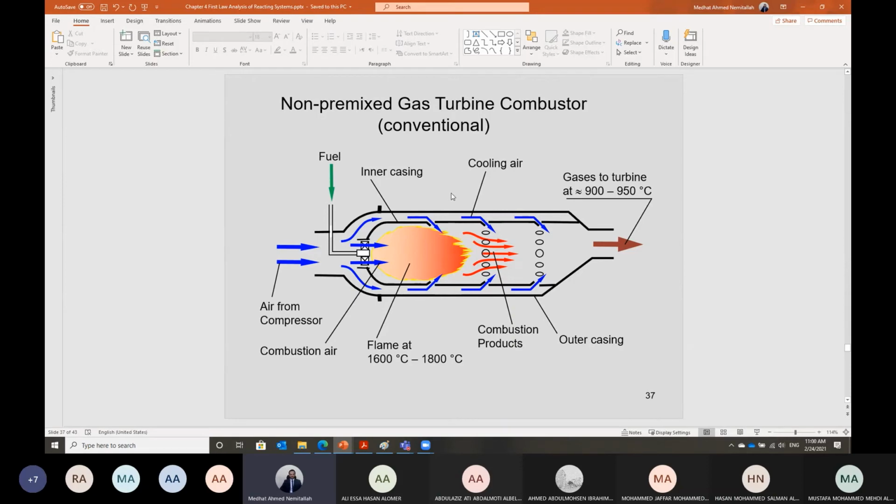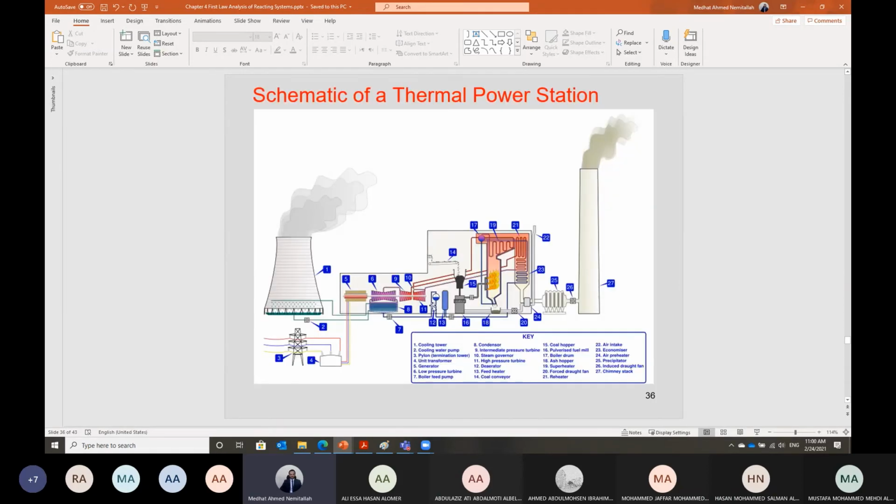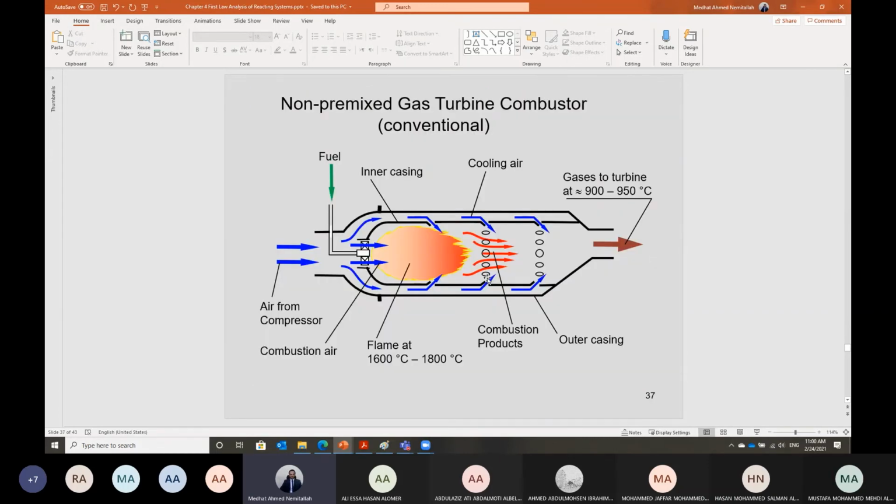Usually steam turbines and boilers can use heavy fuel, dirty fuel in most cases. So boilers usually do not use natural gas. Natural gas, which is about 40% of the total power, is used in gas turbines. Here, guys, is what we call a non-premixed gas turbine. Non-premixed, this is the type of the flame. We call it non-premixed or diffusion flame.